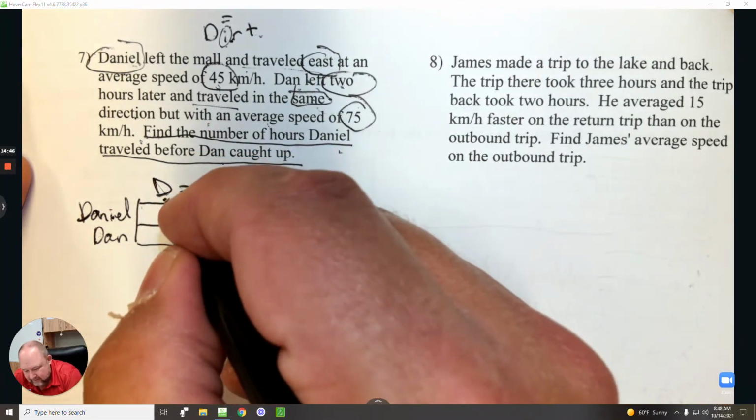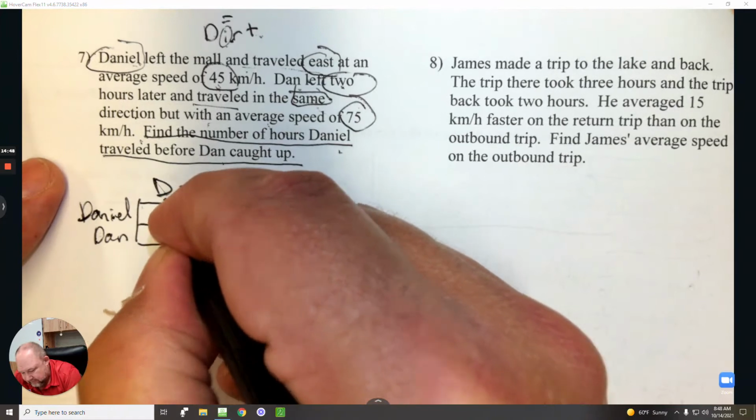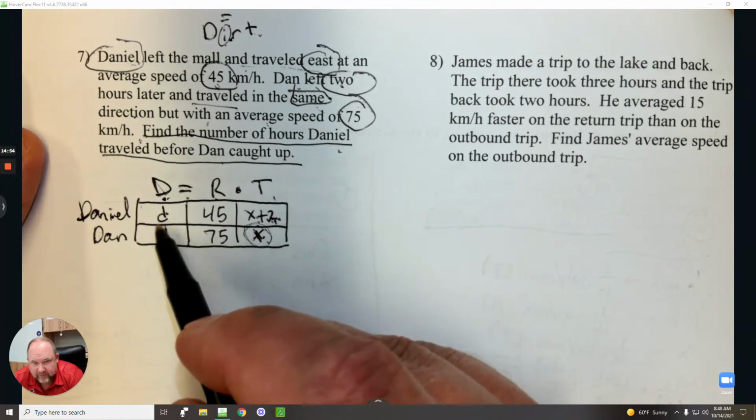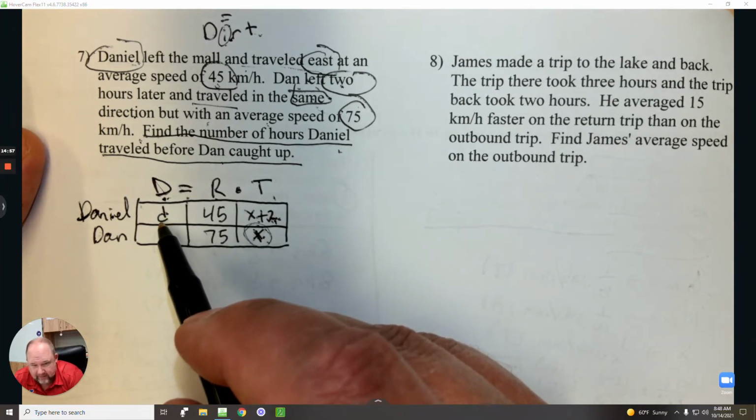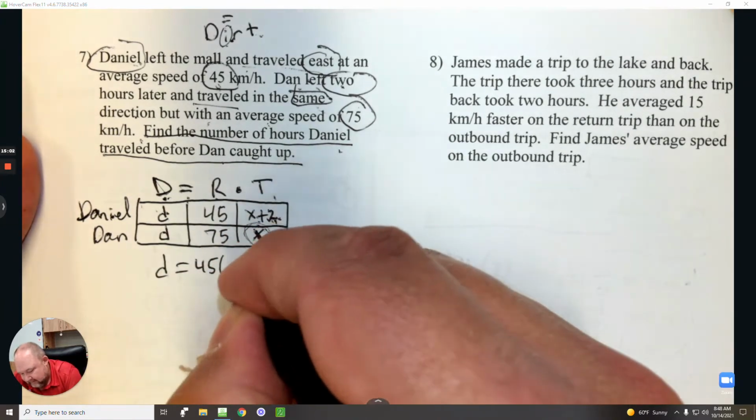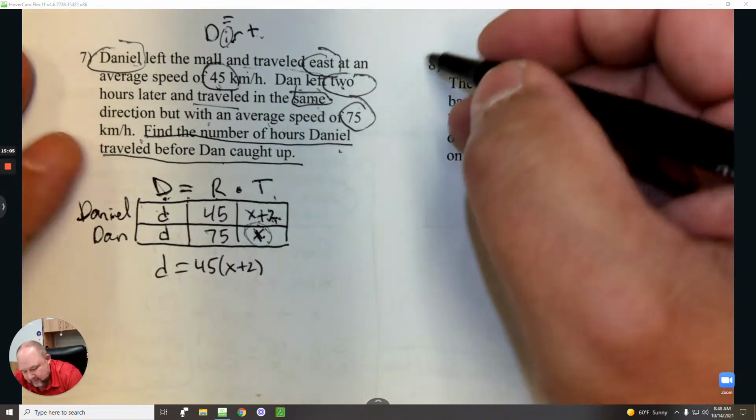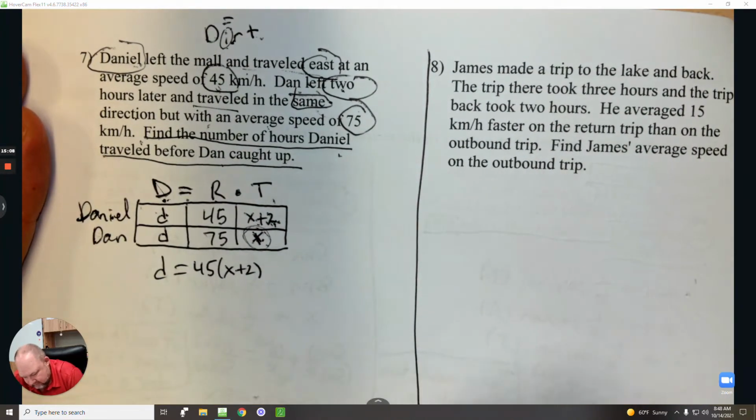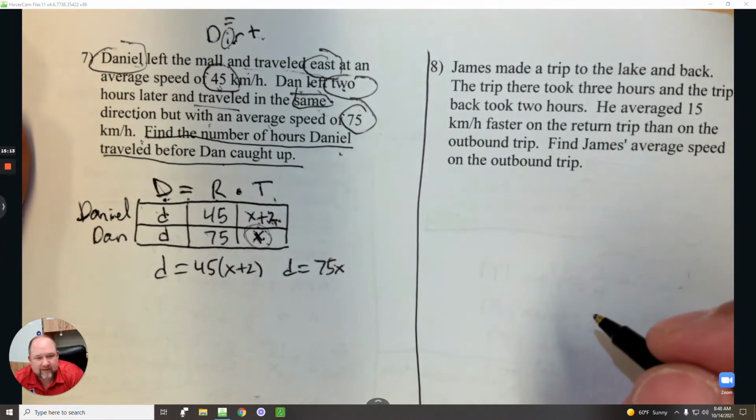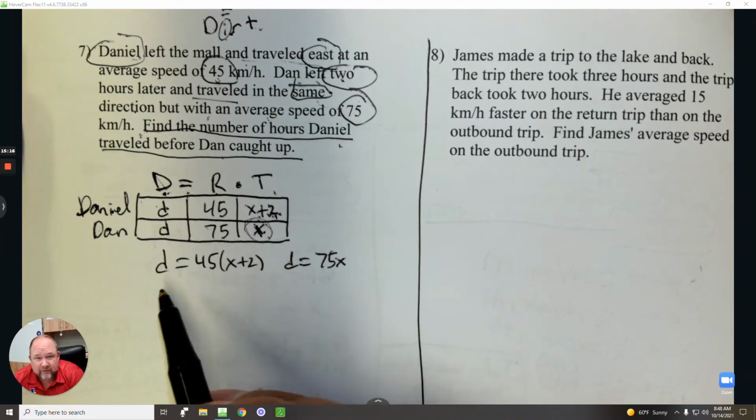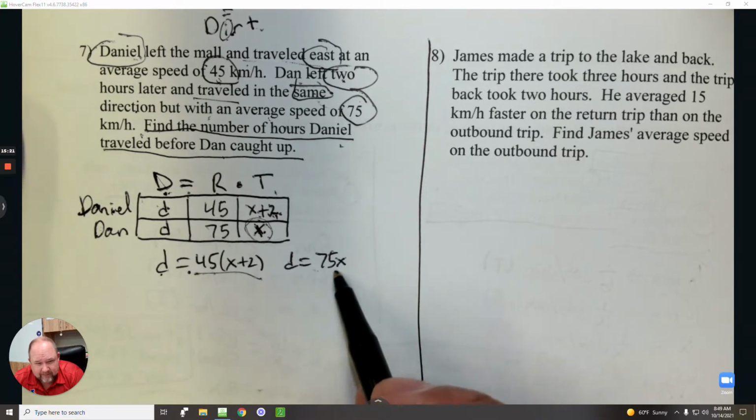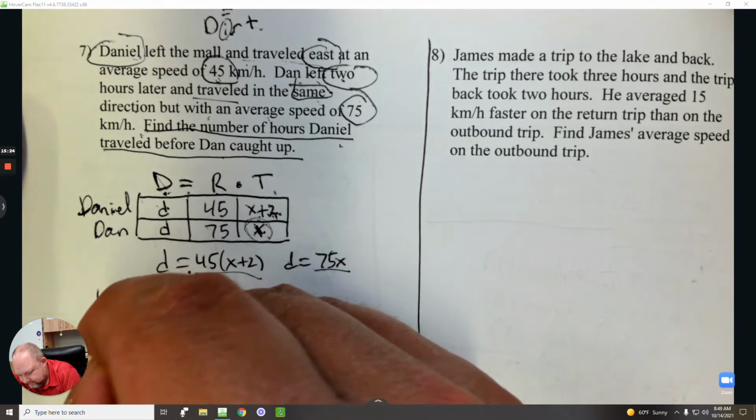So that means the distance is the same for both. So I don't know what the distance is, but whatever that number is, it's equal because one has caught up to the other. So the top line is an equation. Distance is equal to rate times time. And the bottom row is also an equation. And that's distance is equal to 75 times x, rate times time. Notice we have a little system here, two equations, two unknowns. They're both equal to d, so then I can just make them equal to each other and solve it.